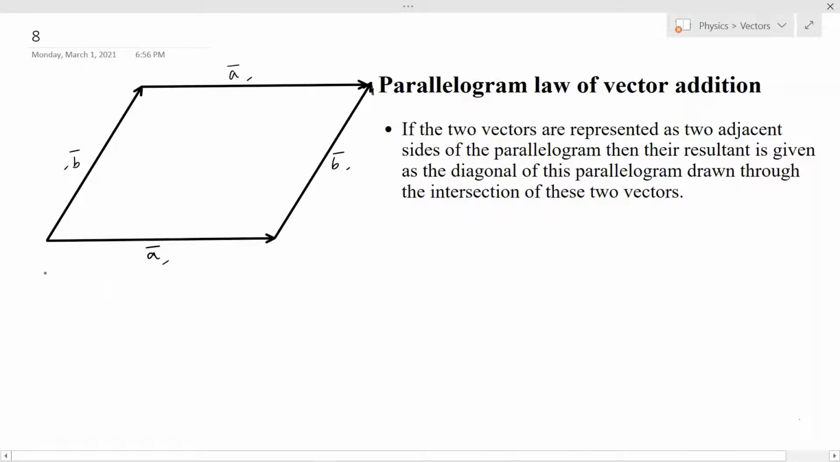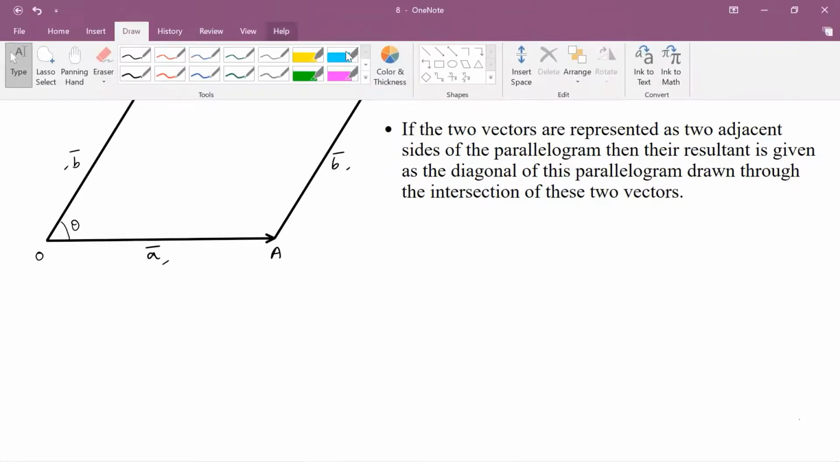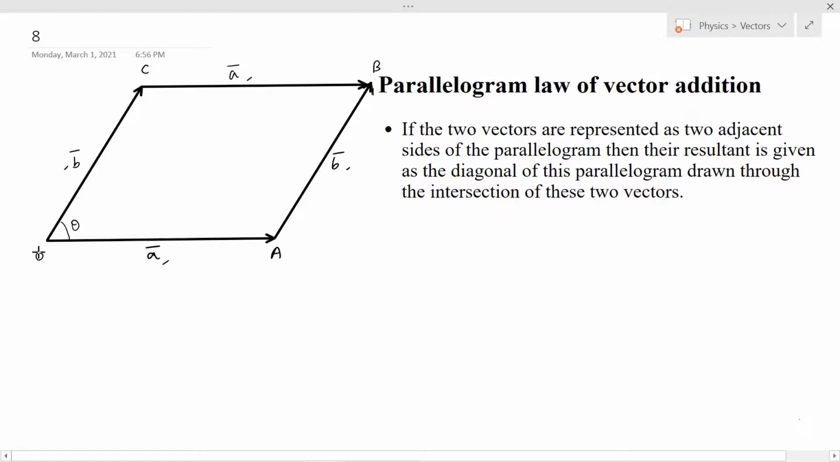So let's name the vertices of the parallelogram. Let's say this is O, this is A, this is B, and this is C. And let's say the angle between the two vectors b bar and a bar is theta. And then the parallelogram law of vector addition states that if I consider my two vectors to be adjacent sides of the parallelogram, then the resultant will be something like this, which is nothing but the diagonal of the parallelogram. The direction will be given by the tip of the vector like this. So let's say this resultant vector is c bar, and let's say the angle that c bar makes with the a bar vector is alpha.